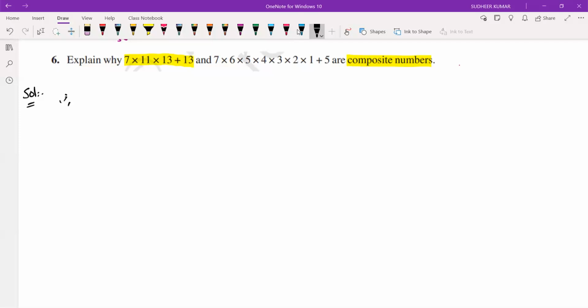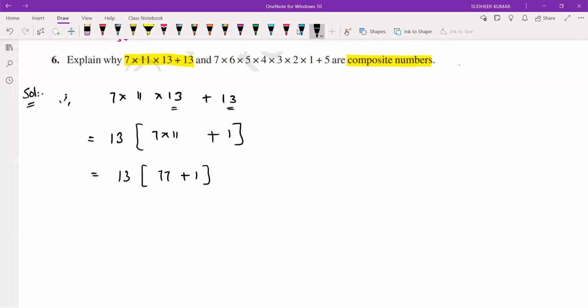Let us take the first one. 7 into 11 into 13 plus 13. One number is the same, so that should be taken common. Let us take 13 common. The remaining is 7 into 11 plus, since 13 ones are 13, 1 is left out. So this is 13 times of 77 plus 1, so 13 times of 78. This can also be expressed as 13 into 13 into 6.